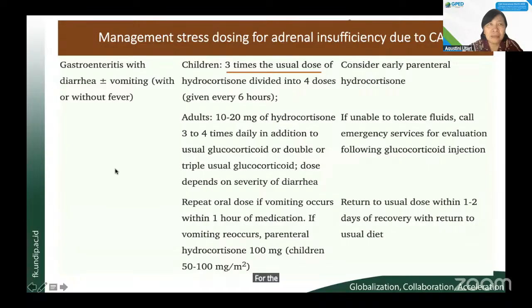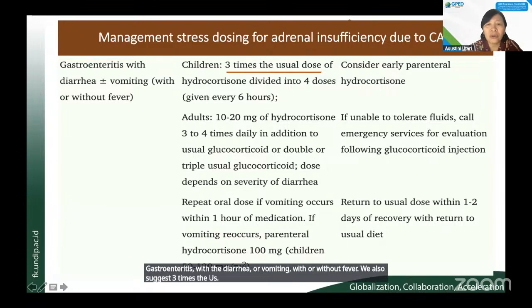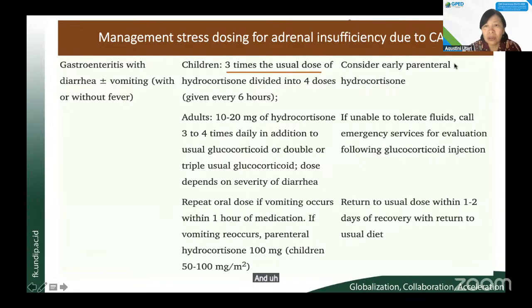If there is gastroenteritis with diarrhea or vomiting, with or without fever, we also suggest 3 times the usual dose of hydrocortisone. And also, if there is gastroenteritis with vomiting or diarrhea, consider early parenteral hydrocortisone. And if unable to tolerate fluid, we can also give a glucocorticoid injection and also go to the hospital.